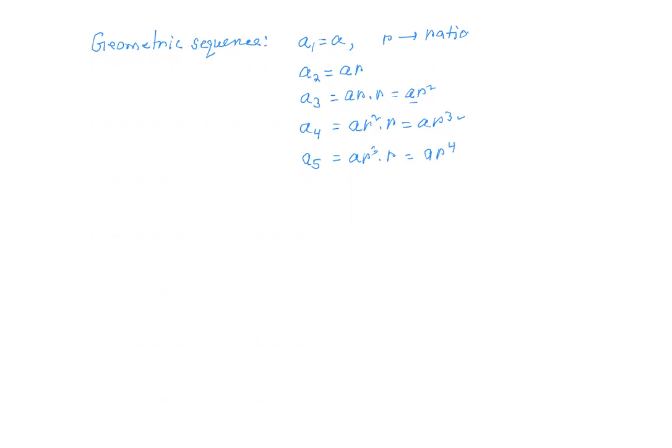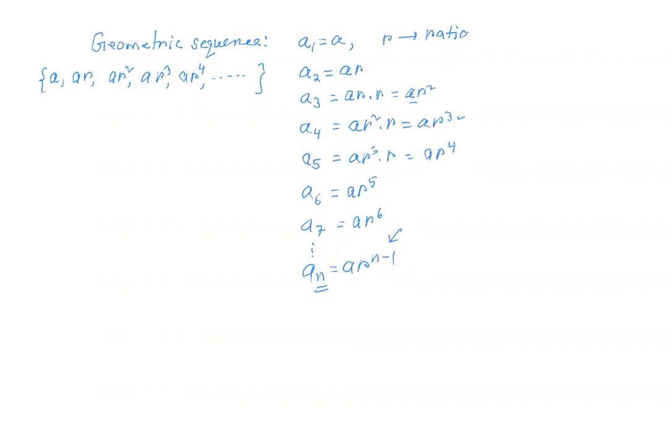And you get the idea. A6 is going to be, if you simplify it, AR to the power 5. A7 is going to be AR to the power 6. And if you do it, A sub n is going to be AR to the power n minus 1. Note, n minus 1. One less. And if you take the ratio of two consecutive numbers in this geometric sequence, in this case, our sequence is A, AR, AR squared, AR cubed, AR to the power 4, and it keeps going.